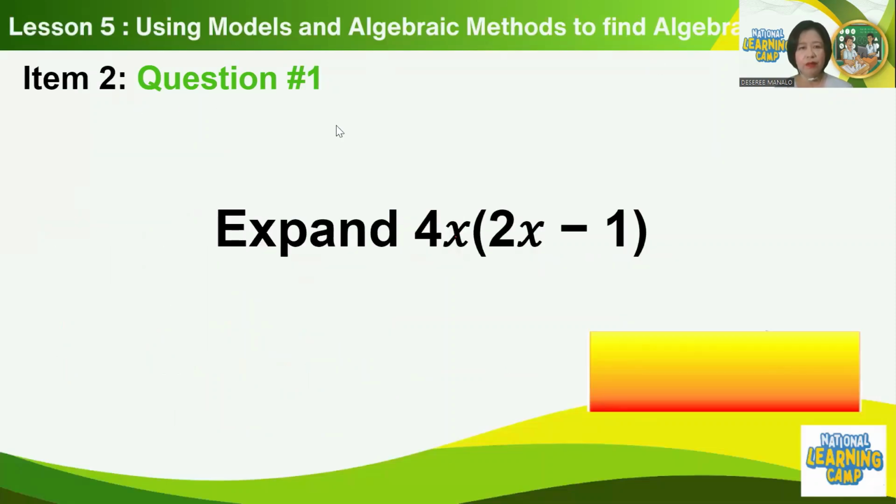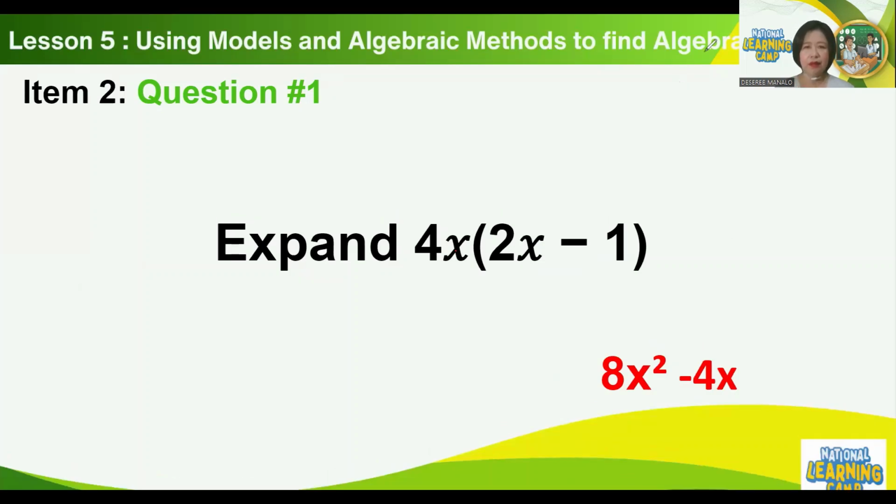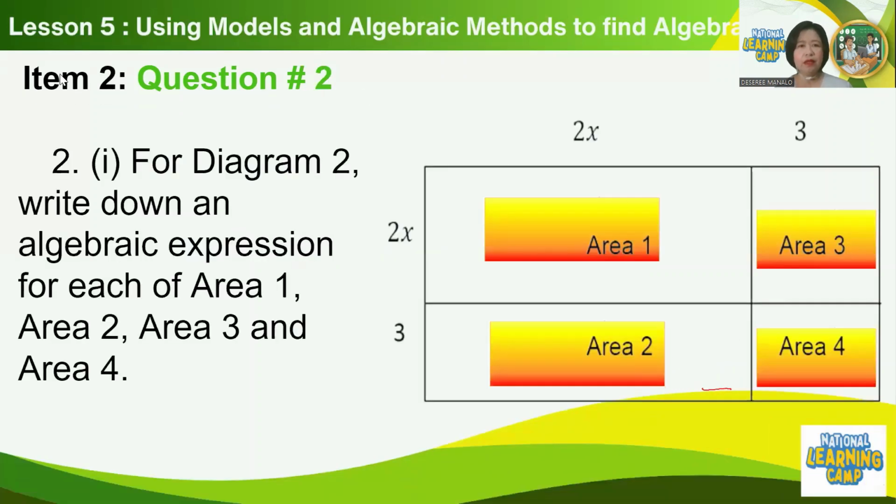Next, we have item 2, question 1. Expand 4x times the quantity 2x minus 1. So, our answer is 8x squared minus 4x. How did we get this answer? Just multiply 4x times 2x, we have 8x squared. 4x times negative 1, we have negative 4x.